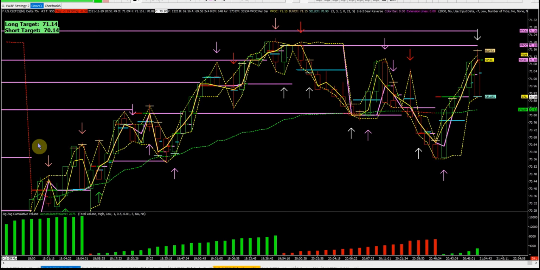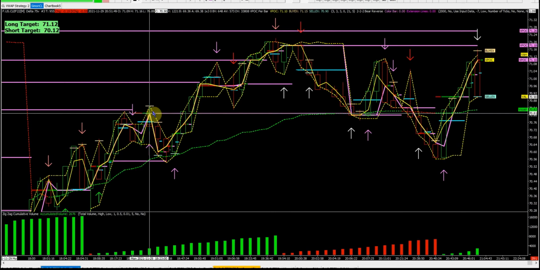And you can use previous VPOCs. You don't need to necessarily have a VPOC forming right here. You can also use a previous VPOC right there. Say that's a valid VPOC, but we've got an even stronger one that's formed right there. Okay, so you could take that short. Where would you take the short? The second you see that VPOC, you can either take it there if you've got a previous VPOC, or you can take it there when that one forms.